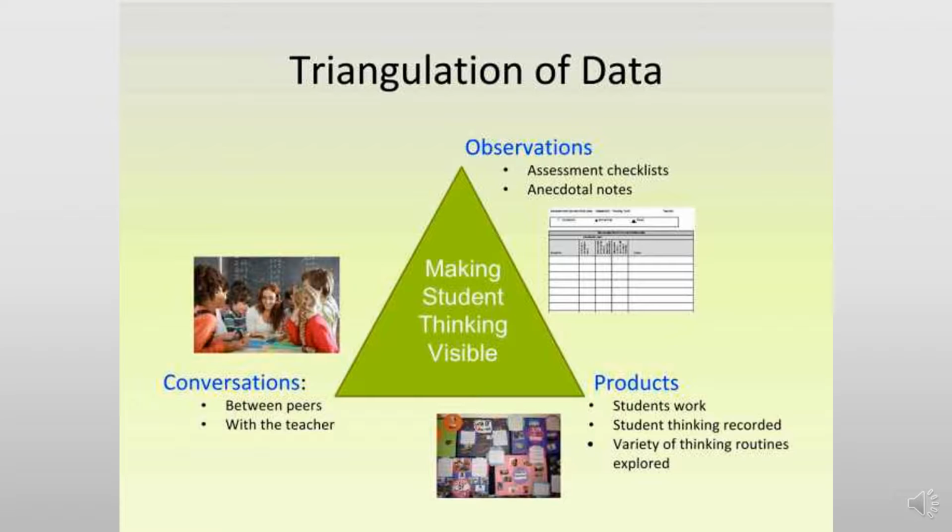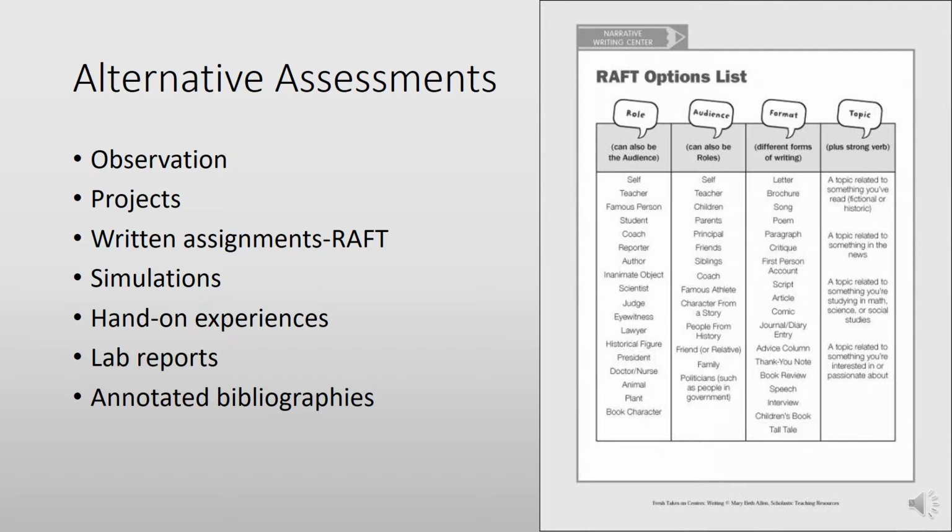You can give observations such as assessment checklists and anecdotal notes. You can have students create products, and we'll explore many of those in some future slides. And also you can figure out what students understand through conversations as you're assessing students in groups and as you speak with them one-on-one. Some alternative assessments that students can be given would be observation, projects and written assignments.